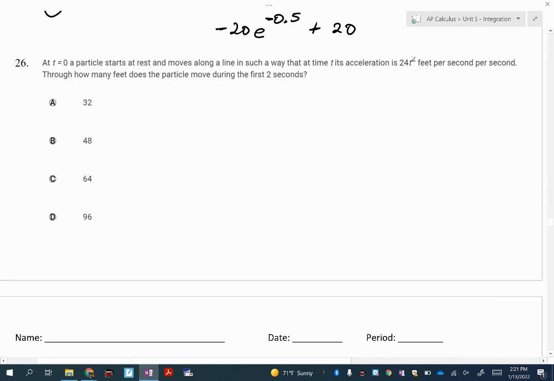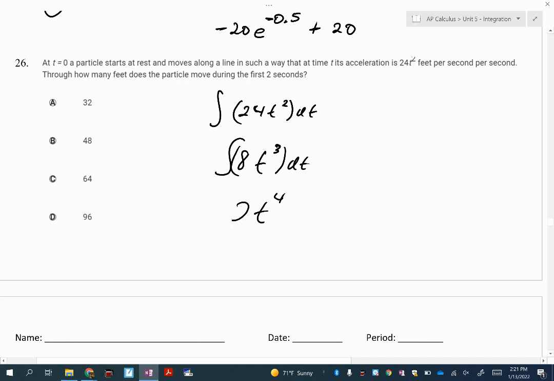So what I'm going to do is find the integral of 24 t squared dt, which is going to be, let's see, t cubed. It needs to be 8. 8 times 3 is 24. Then I'm going to do that again and that's going to be t to the 4th power. And then I want this to be 8, so 2. So this right here is my position function.